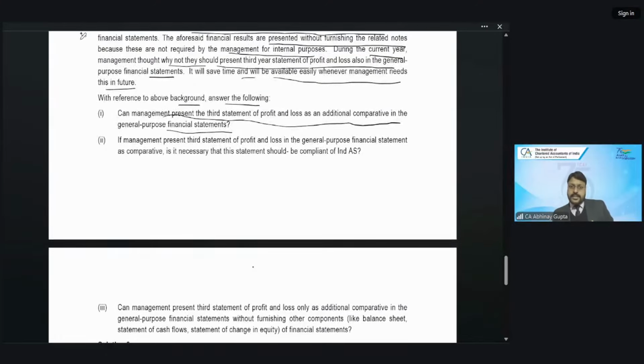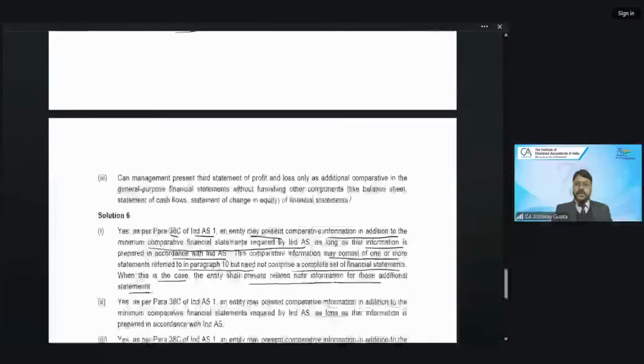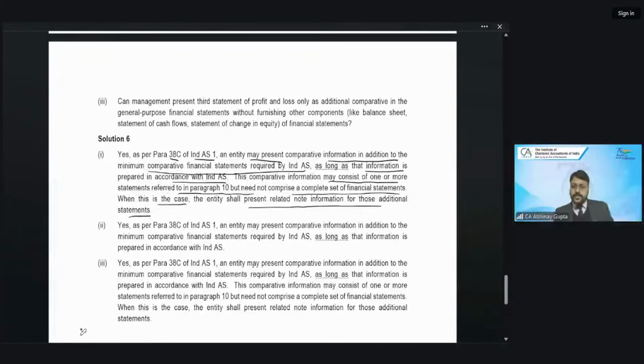If the management presents a third statement of profit and loss in the general purpose financial statements as comparative, is it necessary that it should be complied with the Ind AS? Yes, that's what para 38C says, that it has to be complied with the Ind AS. Correct? Yes, sir. If they voluntarily provide a third or fourth balance sheet or profit and loss account, they have to comply with the Ind AS.